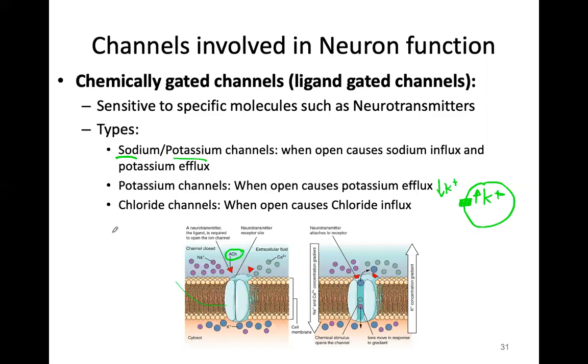Chloride, on the other hand, if I'm again looking at the concentration gradients of chloride, chloride is going to be high outside and low inside the cell. Therefore, when these channels open up, chloride is going to move from outside to inside, or from high to low. And the word that we use to describe this concept is influx, as in molecules are moving into your cell.